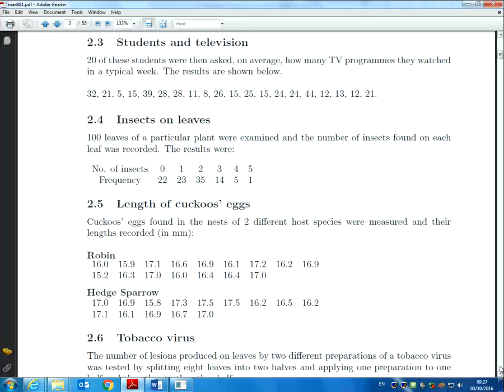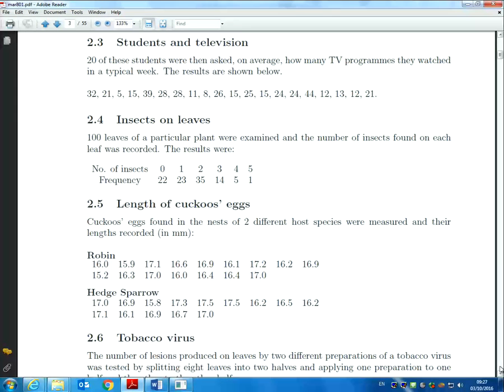Okay, insects on leaves. Insects on leaves, the data is stored in a slightly different way because it's in a frequency table, but 22 leaves have no insects on them. 23 leaves have one insect. The data type would be discrete. Okay, it's quantitative discrete again. Well done. Length of cuckoo's eggs.